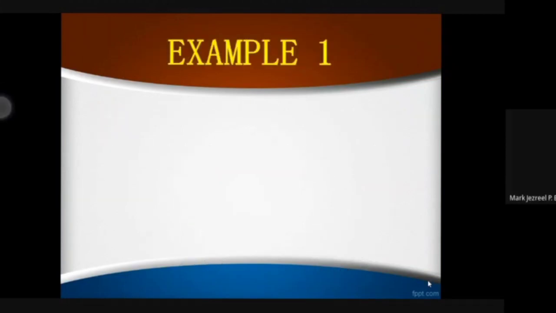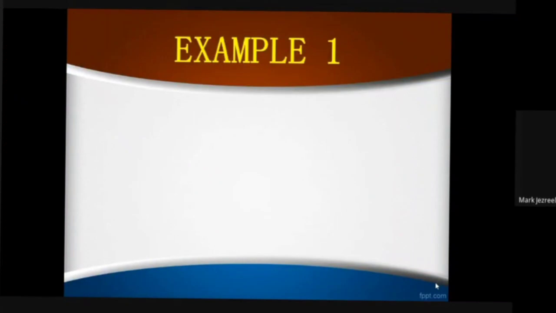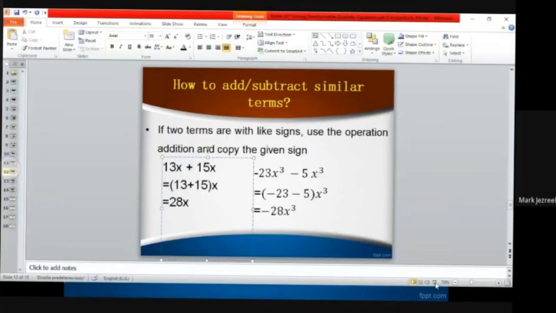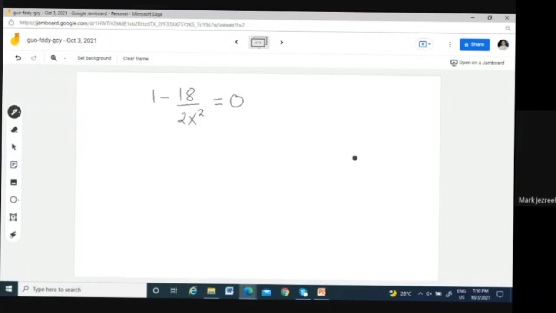Okay, let's have example number 1. 1 minus 18 over 2x squared is equal to 0.